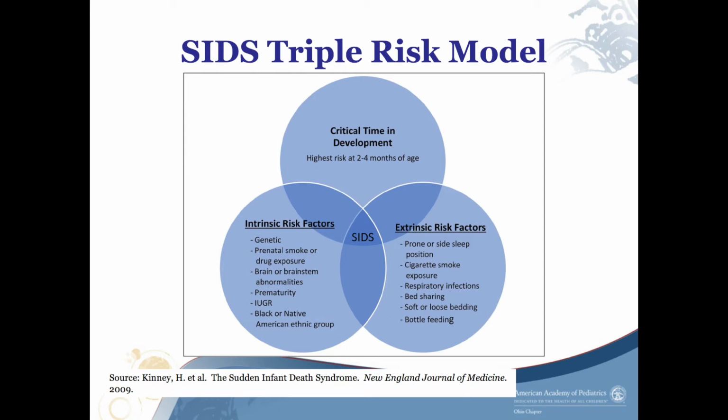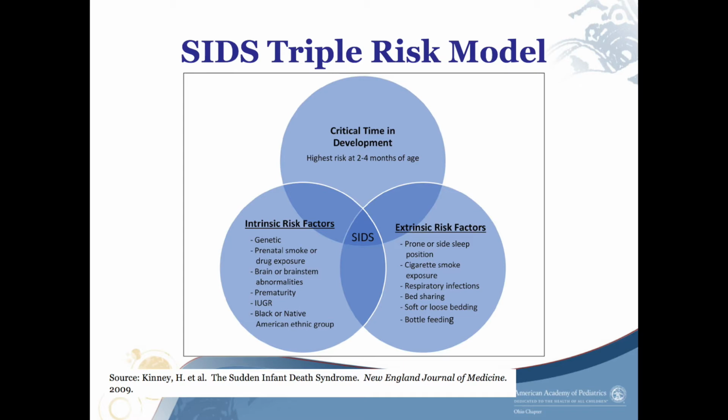So to be honest, no one really knows 100% sure what causes SIDS. Again, these unexplained sudden infant deaths. We do see that the highest risk is 2 to 4 months of age of the infant. This likely represents some critical time in their brain development. And then paired with some kind of intrinsic risk factors, there potentially might be some genetic factors that scientists are working to discover. There might be prenatal smoke or drug exposure, some kind of brain or brainstem abnormalities. Again, those are being studied, as well as a few other factors.